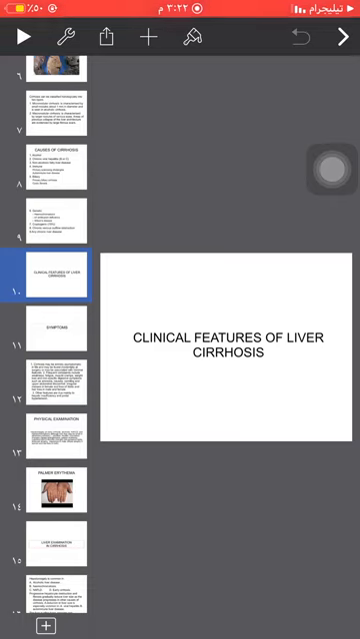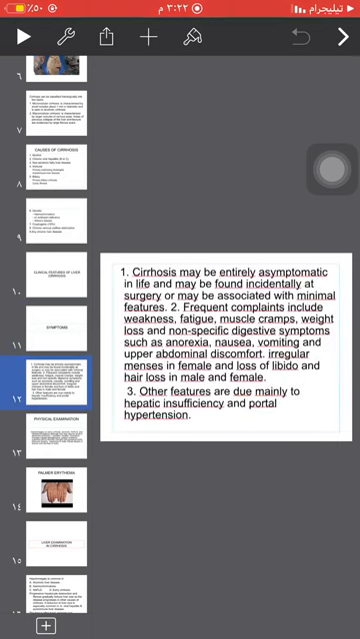What are the features of the liver cirrhosis? أول شيء symptoms. Cirrhosis may be entirely asymptomatic in life and may be found incidentally at the surgery or may be associated with the minimal feature. يعني من الممكن أنه asymptomatic أو نشوفه أثناء السيرجري أو يجيك with minimal feature. Frequent complaints include weakness، الشخص يعاني لك من الضعف والفتيج والمسل كرامب.